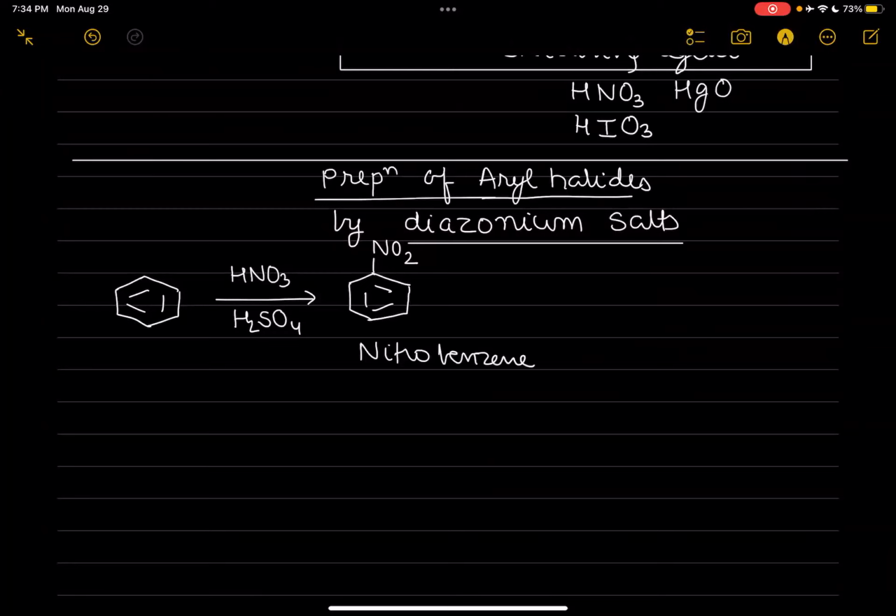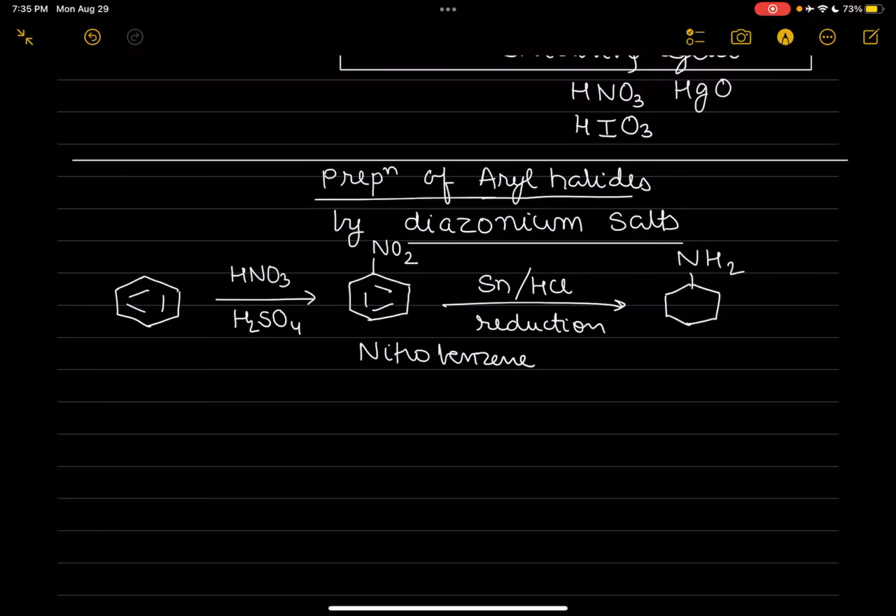This nitrobenzene, you do the reduction. Don't worry about it, because this will be useful in the amines chapter, with the complete detail. As of now, I will tell you where you need to concentrate. So this is reduction, and NO2 becomes NH2: aniline. This is the preparation of diazonium. Now we are doing it.